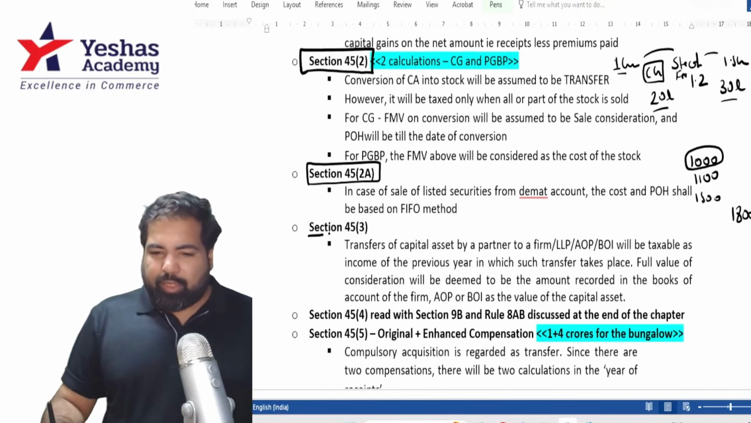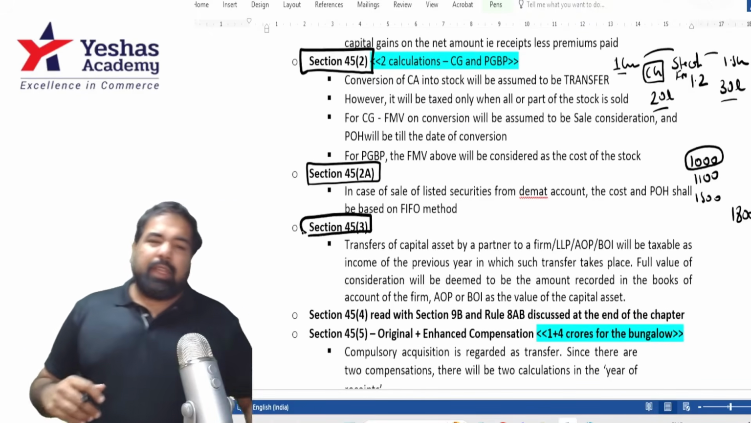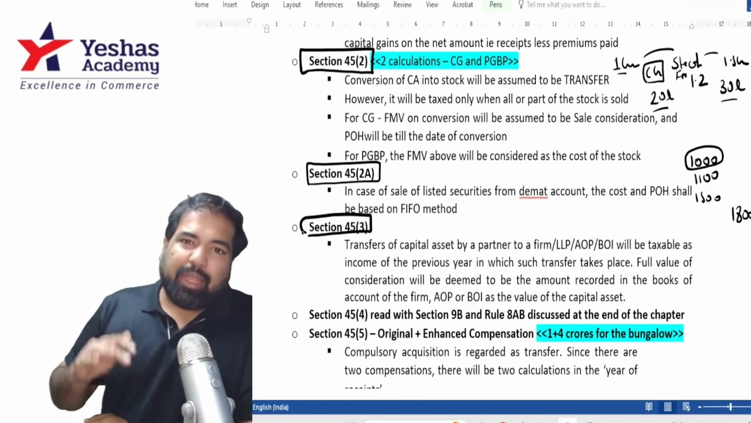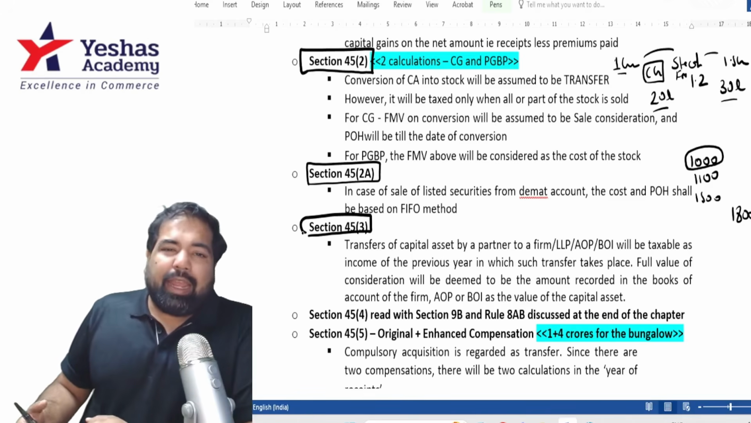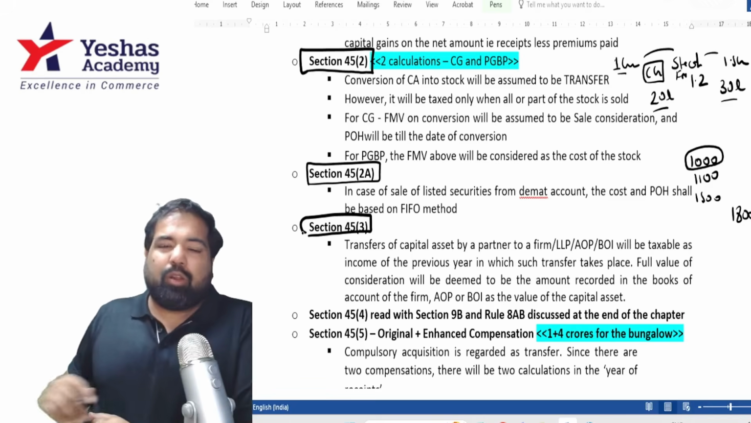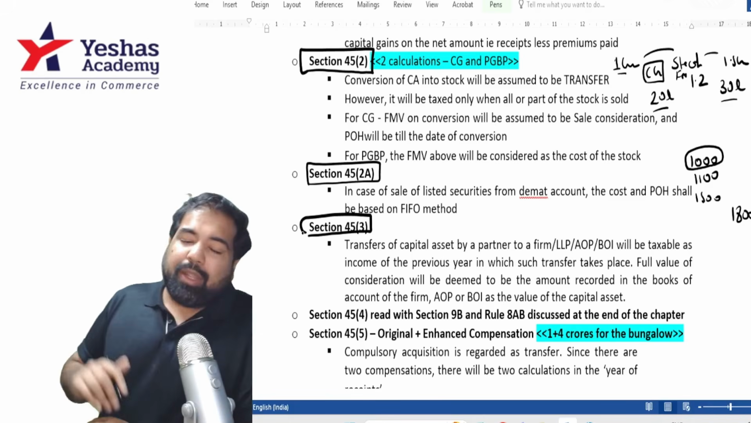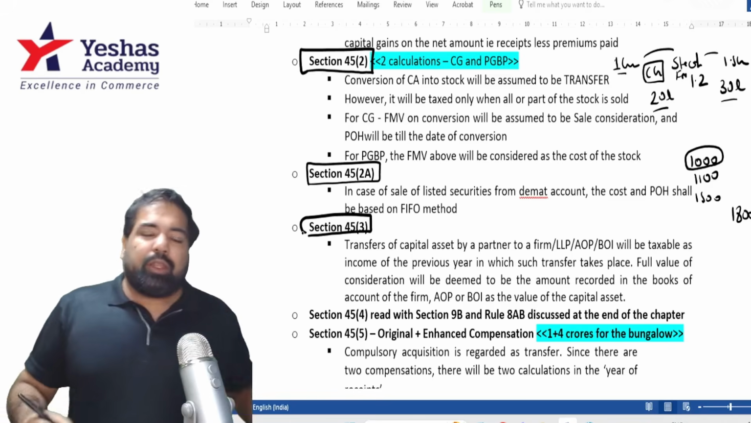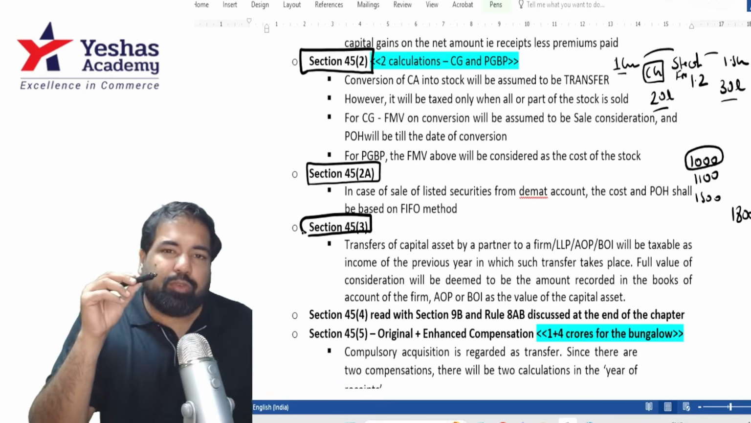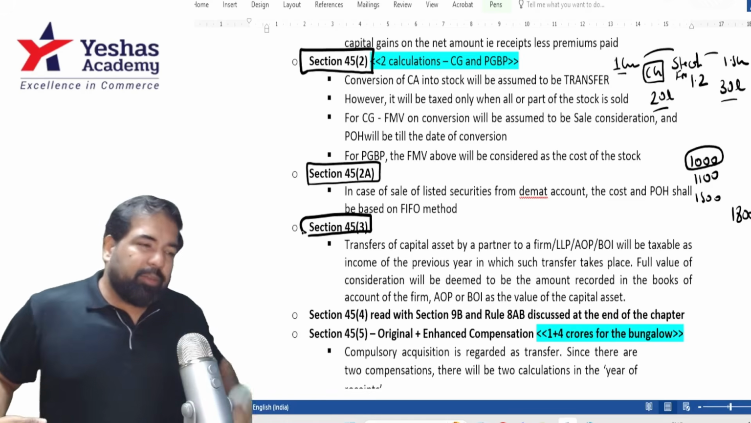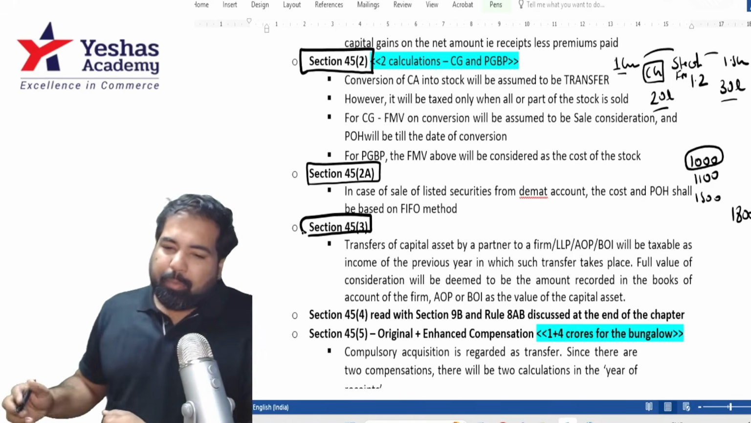Next, section 45(3). If you're a partner and you transfer an asset to a partnership firm or to an AOP or BOI. Example, I've become a partner in a partnership firm and I transferred my office to the partnership firm. The office is worth 1 crore rupees. Now, when it's transferred to the partnership firm, will there be capital gain? Yes. Then at what value will the capital gain arise? Whatever price is recorded in the books of accounts of that partnership firm, that will be the sale consideration. Whatever price I bought it at, that will be the cost price, and the balance will be capital gain.